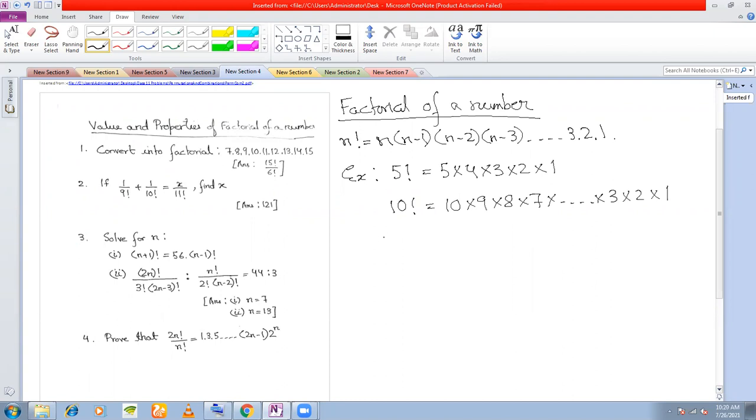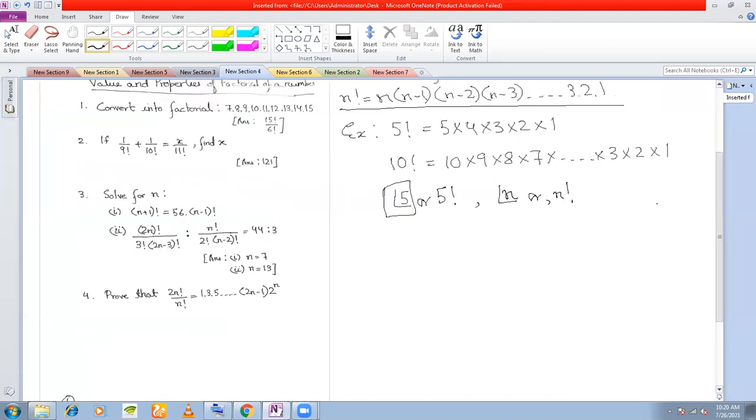This is what we define as the factorial of a number. The factorial of a number is also denoted by a symbol. Factorial 5 can be written with an exclamation mark or in the other manner. Similarly, factorial n you can write in this way or in that way. The meaning and the definition remain the same. Next, we come to the properties of factorial of a number.